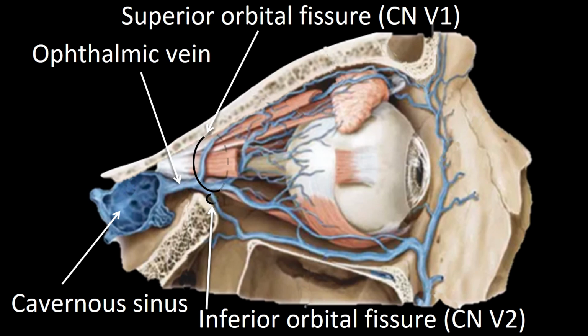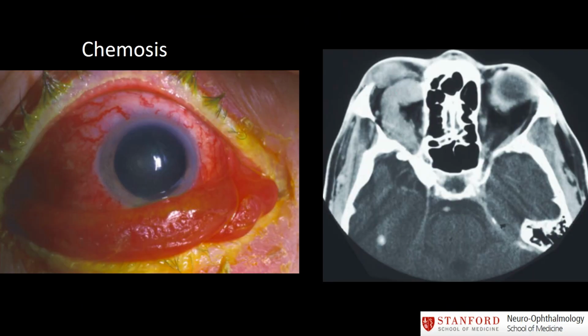Thrombosis of this vein produces chemosis, and at times a sausage-like appearance in this vein can be seen in the orbital CT scan.